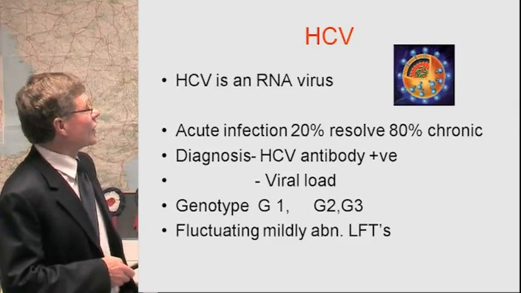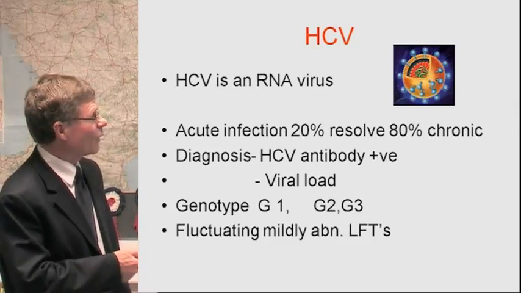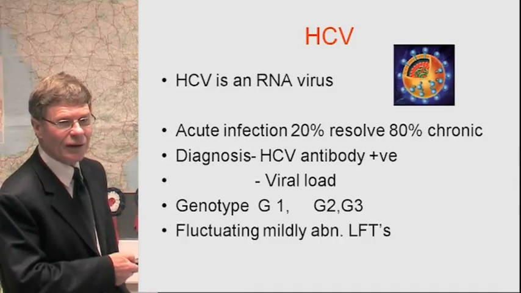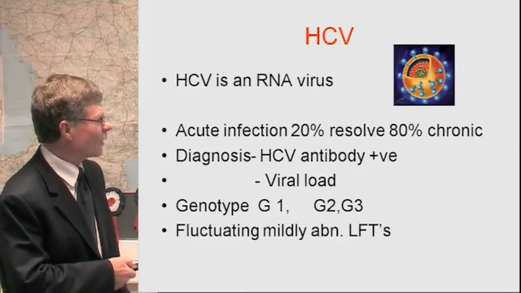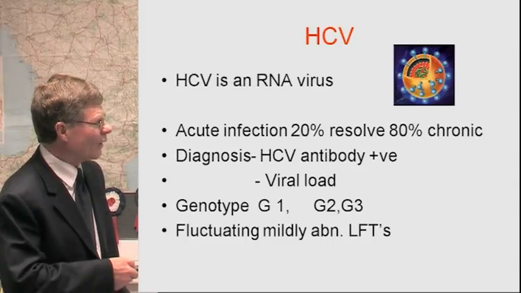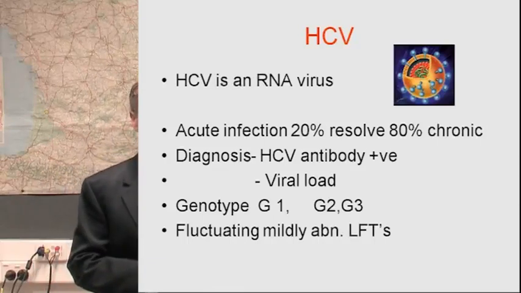Right, hepatitis C virus. It's an RNA virus. Unfortunately, most people don't resolve it and they go chronic. It's diagnosed by the antibody. It used to be the PCR, but it now comes back as a titer, in other words, the viral load. And then we look at the genotype, because your treatment depends on whether you're a 2 or 3 or a 1. And often the Hep Cs will have mildly fluctuating abnormal liver function tests.